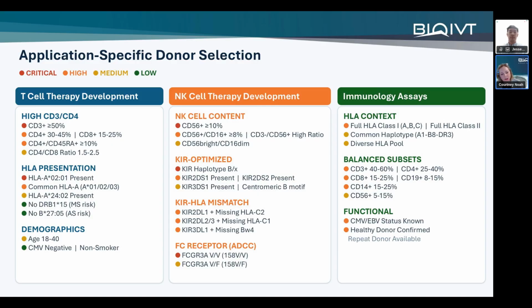And so the leukopaks really become not just the starting material, but as you can see from the different factors here, they're engineered inputs that can be tailored to your experimental question.